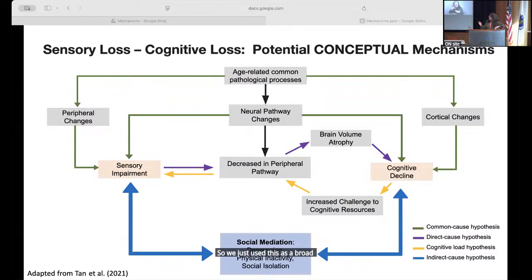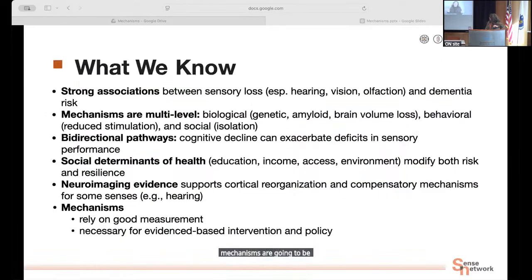And what we all agreed on is that there's the likelihood of shared, at least conceptual mechanisms across the senses in their relationship to cognitive outcomes. But of course, at a granular level, the mechanisms are likely to be quite different. So we were certainly agreed on that.